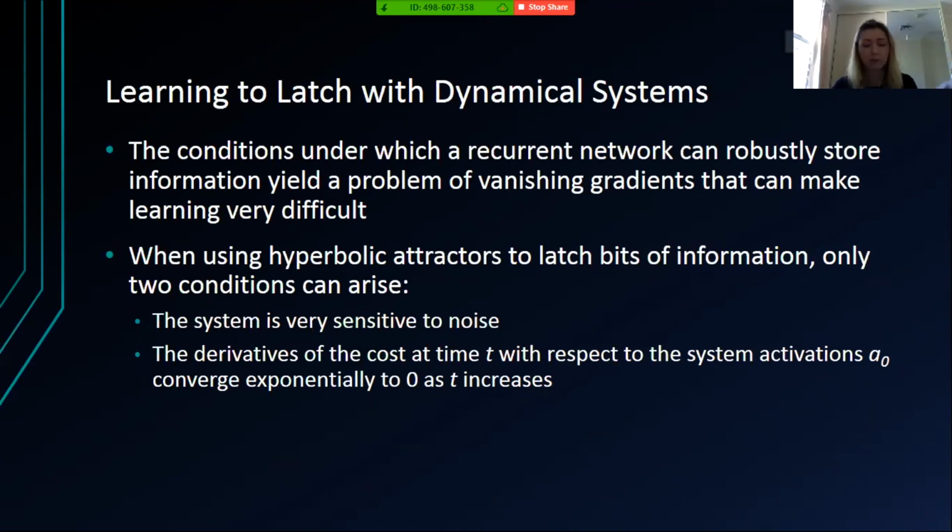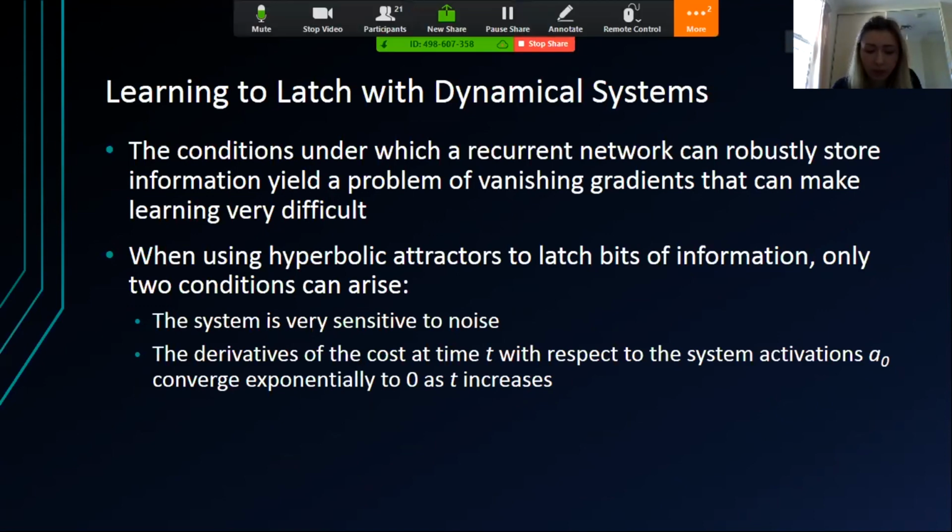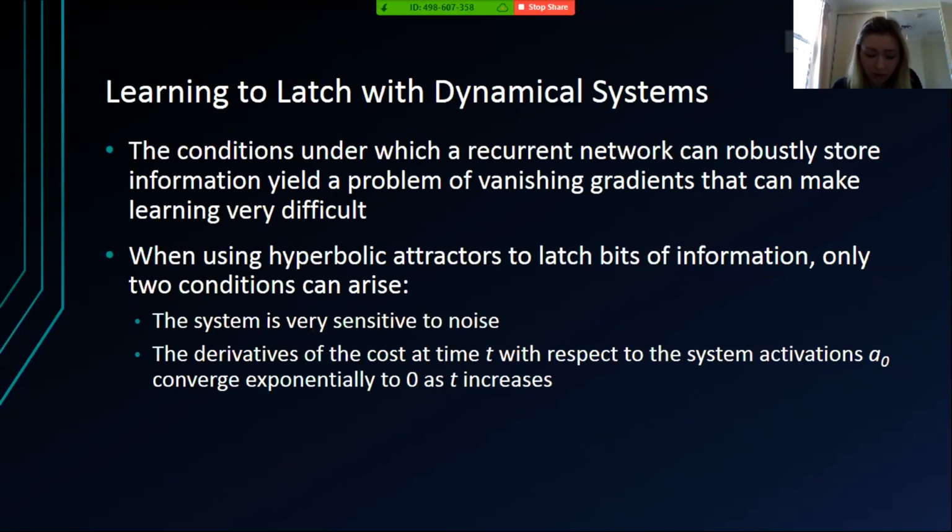And this part has a lot more detail in the paper, but I'm just going to summarize. So when we are trying to store even just one bit of information in a way that is resistant to noise, the gradient with respect to past events rapidly becomes very small in comparison to the gradient with respect to recent events. So it makes using gradient descent on the weights of a network very inefficient.